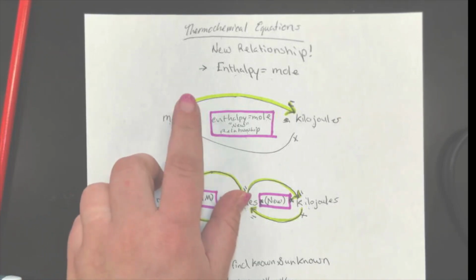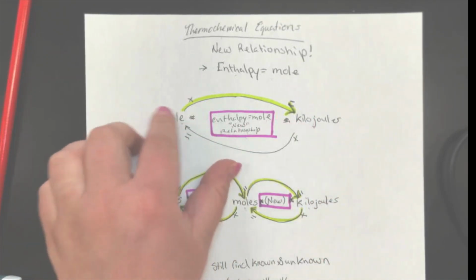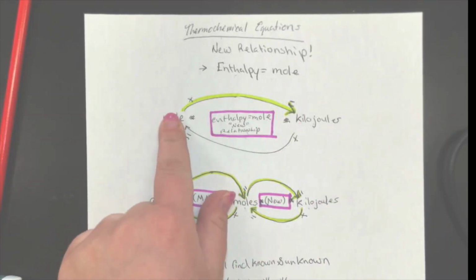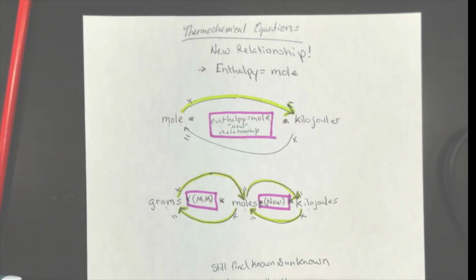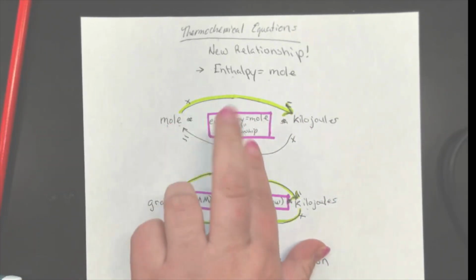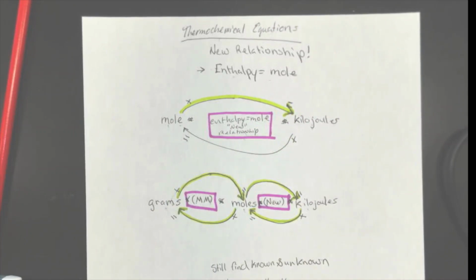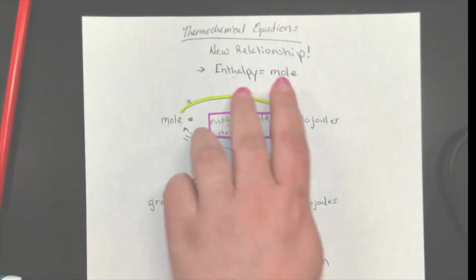Now note, if you're going from moles to kilojoules in a stoichiometry problem, you would multiply by the enthalpy-mole relationship, the new relationship. If you are going from kilojoules to moles, you use the same relationship, but the fraction of course flips, so that kilojoules are on bottom and moles are on top. If you're going from moles to kilojoules, the moles are on bottom and the kilojoules are on top.